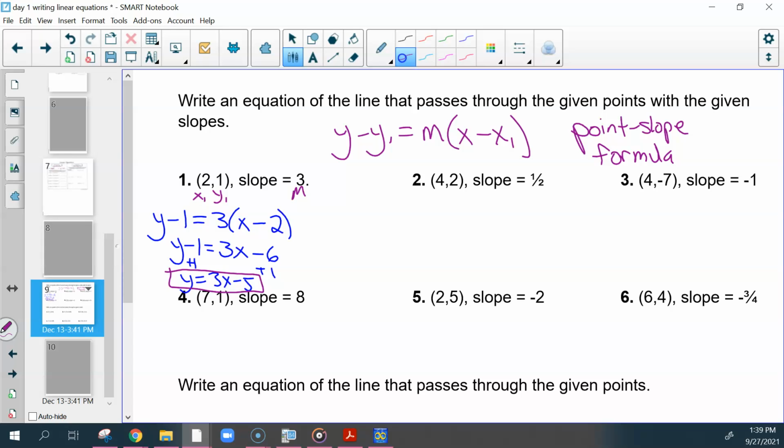Do you have any questions on that process? Process itself is not hard, it's just remembering what to do. Let's jump to number 3, because that one has a negative, and I want to show you what happens when we have those negatives. Leave it as a fraction. It would be 1/2.